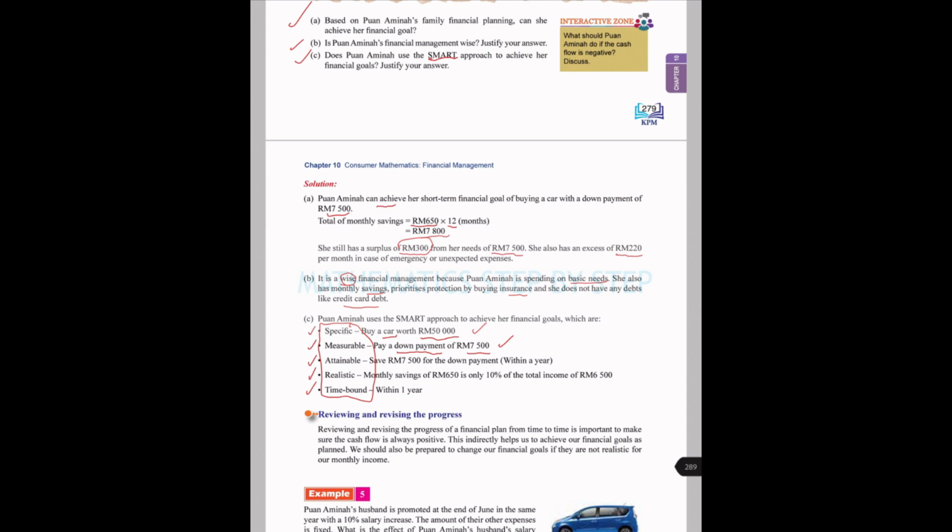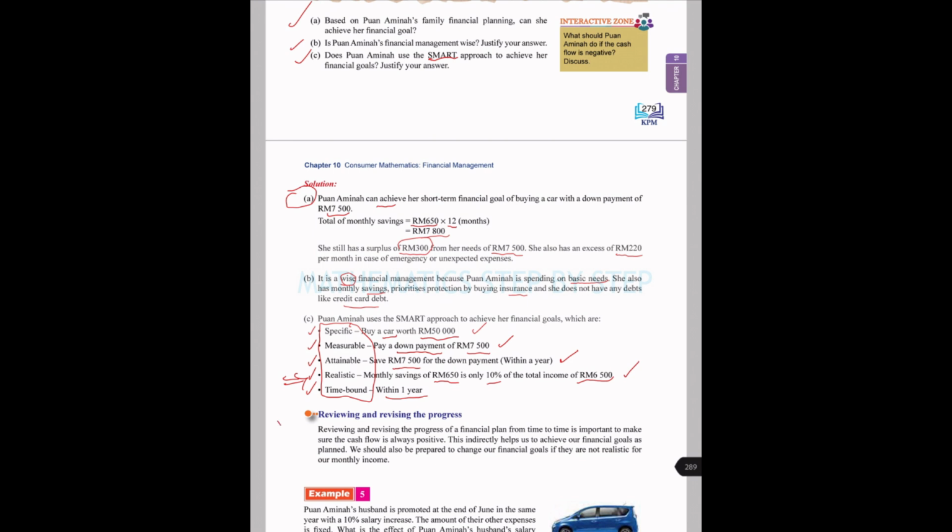So is the goal attainable? She saved 7,500 for the down payment within a year. So we already count in part A. We can see that it is attainable, okay? So whether it is realistic, monthly savings of 650 is only 10% of the total income of 6,500, so it is realistic. Then it is also time bound because the goal will be achieved within 1 year, okay?